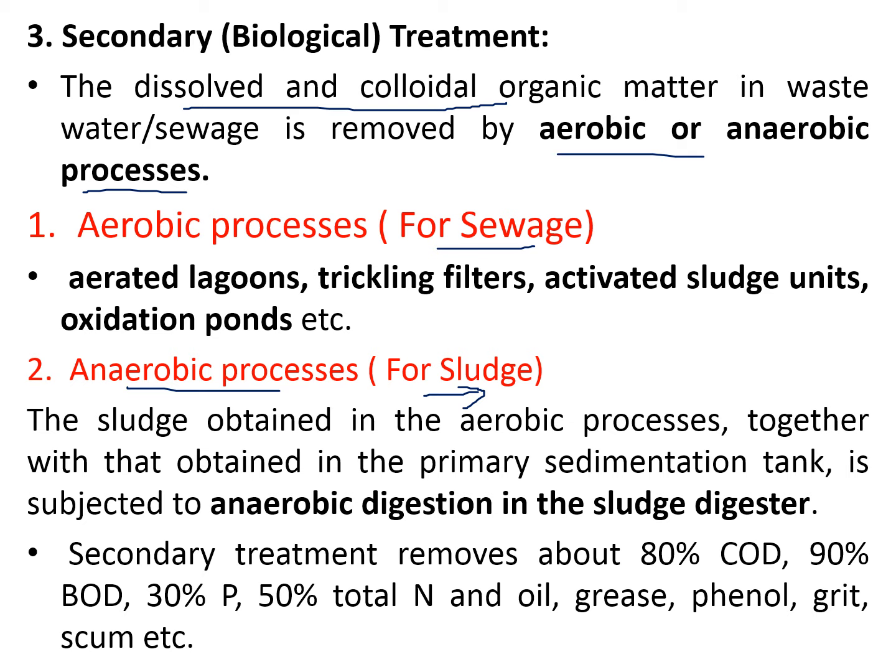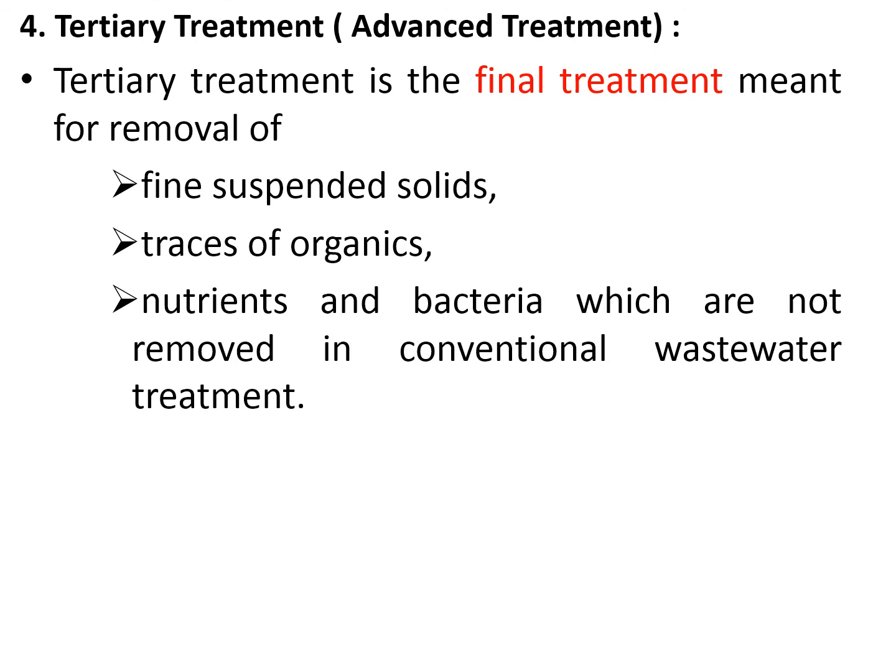both are collected, which is called sludge, and it has to be supplied to the anaerobic digester. In the secondary treatment, generally it may remove 80% of COD, 90% of BOD, 30% of P, 50% of nitrogen, and oil, grease, phenol, grit, scum, etc. can be removed.